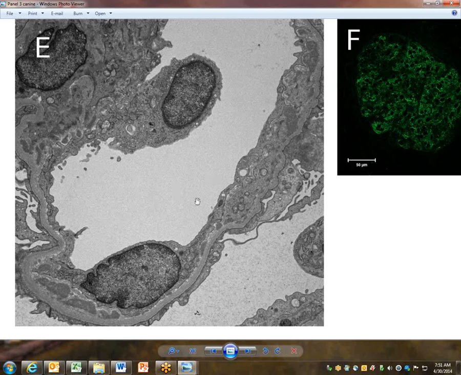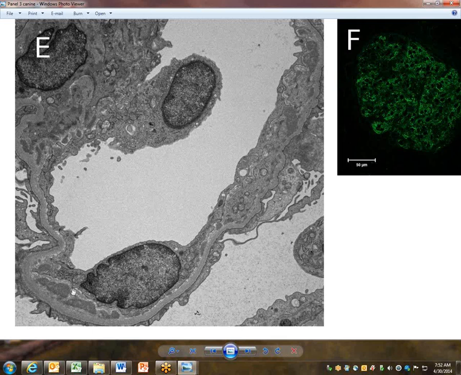Well, the point of this is that there are, number one, electron-dense deposits in the capillary wall. And in contrast to the first one we looked at, they are all located on the luminal side of the original GBM rather than on the abluminal side. Okay. And then there's foot process effacement, and a variety of other things, although the microvillus transformation, at least in this field, is not as prominent. There's a couple of them.